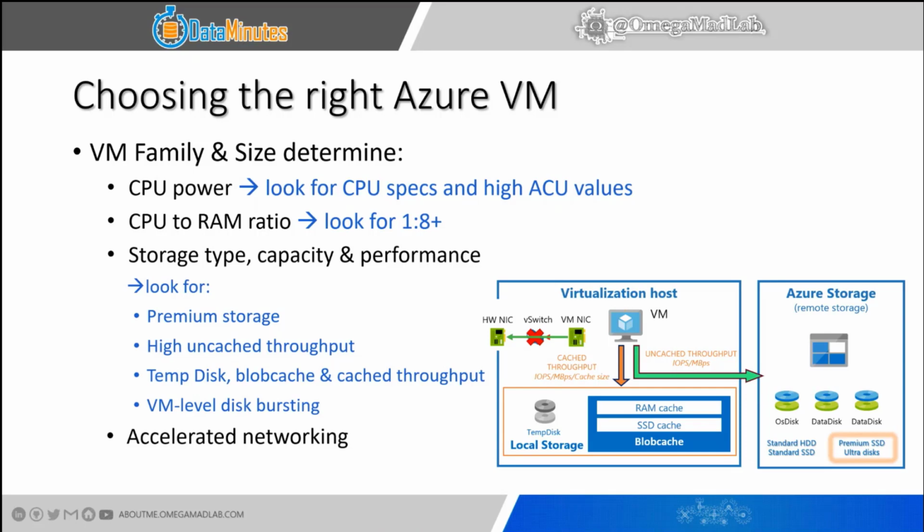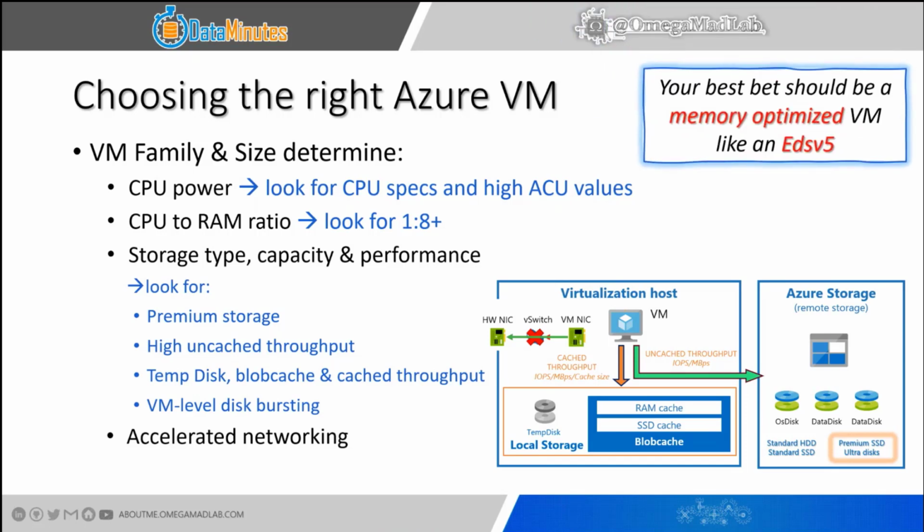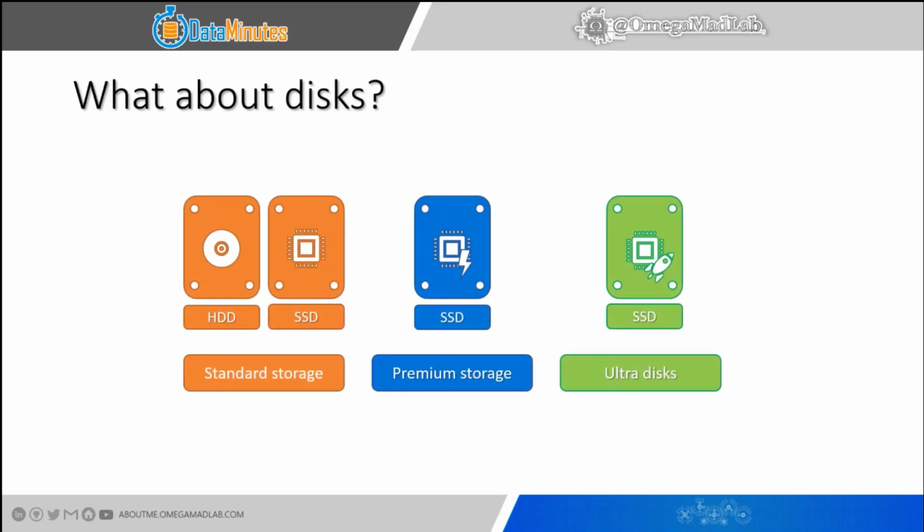Now, for a production environment, a mission critical environment, your best bet here is probably to use an ADS V5 virtual machine, because this kind of virtual machine can cover all the key aspects we have just talked about. Now, we've spent the right amount of time choosing the right virtual machine for us.